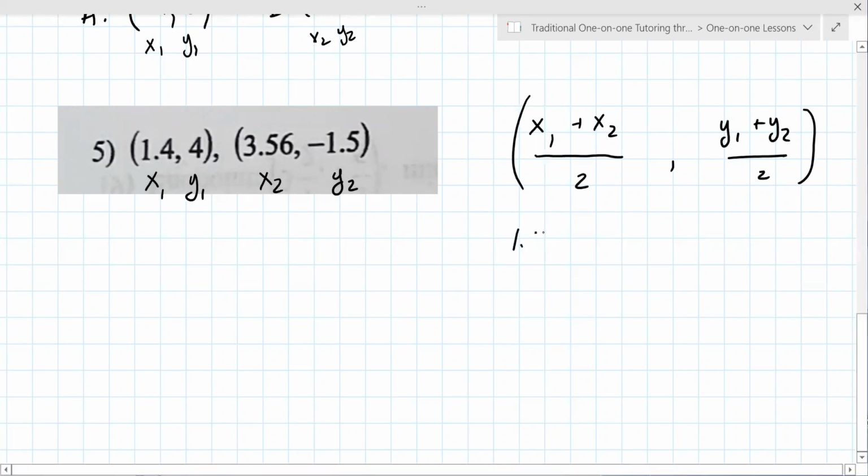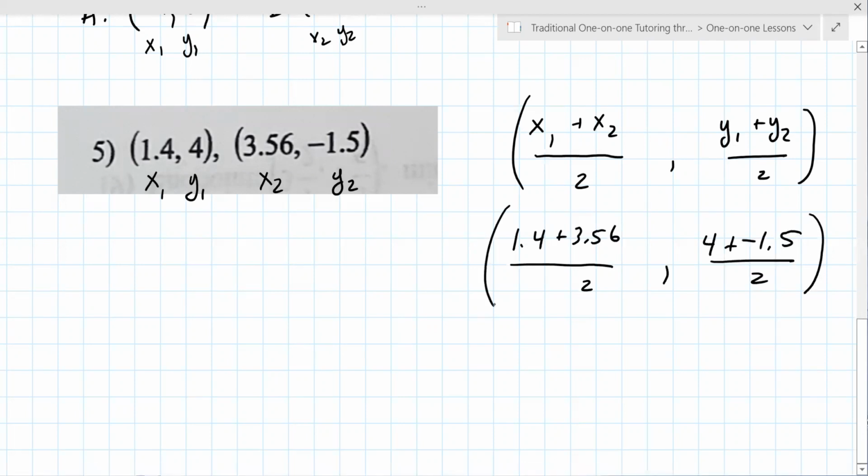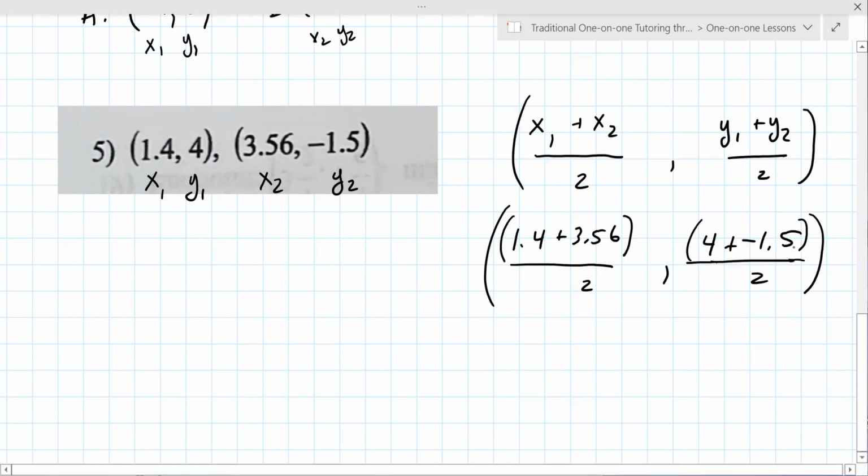So it's 1.4 plus 3.56 divided by 2. 4 plus minus 1.5 divided by 2. I'm assuming you're allowed to use a calculator in this class. All right, so when you're using the calculator, make sure you add up the numerator first. If you're not sure how to do that, put parentheses around it before you divide by 2. Do you have a calculator handy to try out the calculation?